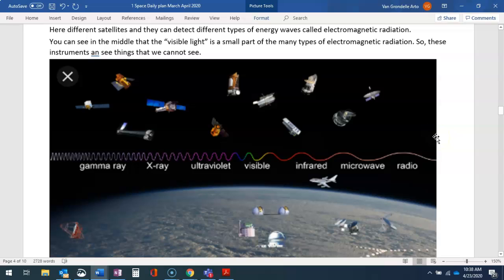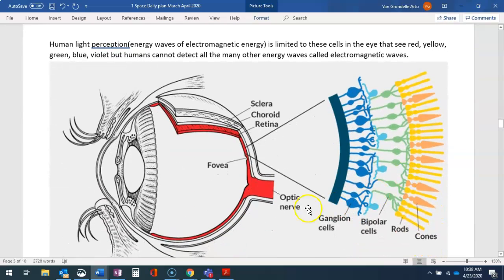Okay, so here are some instruments in space that are capturing all these different kinds of electromagnetic waves that we cannot see. Some of them we can see, that is light that we can see, but some of them we cannot. The instruments over here are capturing these very short wavelength energy waves, and those are very powerful. These very tiny energy waves with small wavelengths are very, very powerful. And then radio waves, they're all the way over here, very long electromagnetic waves. Okay, and then we talked about light.